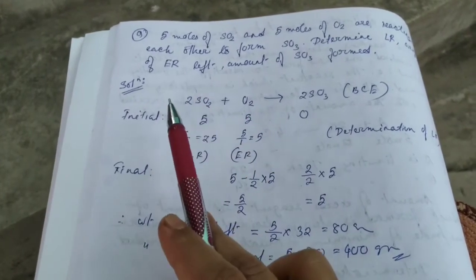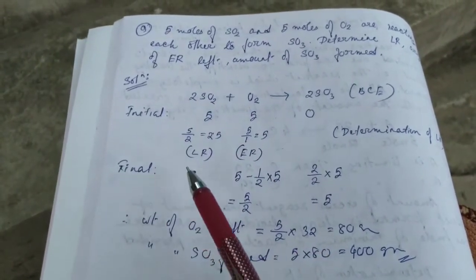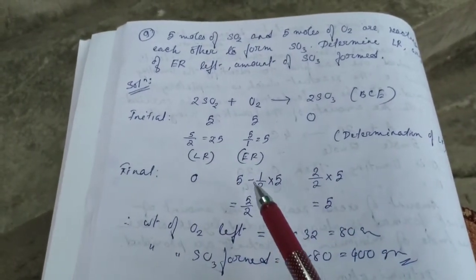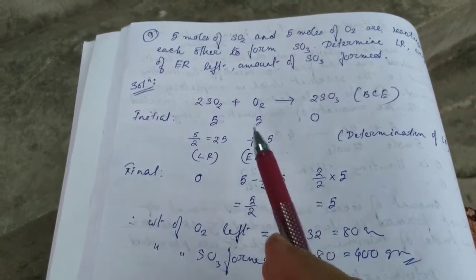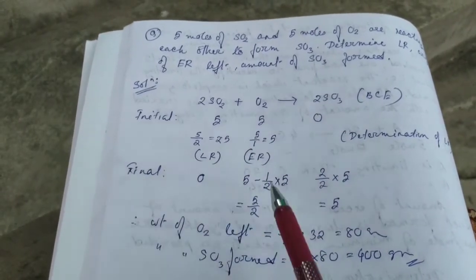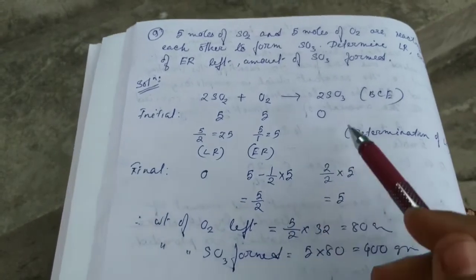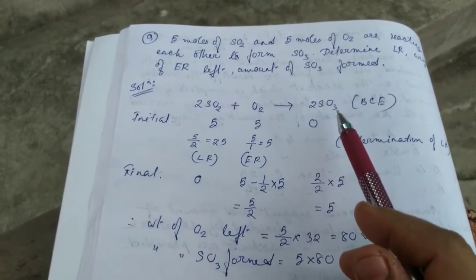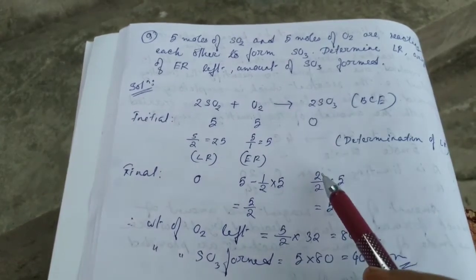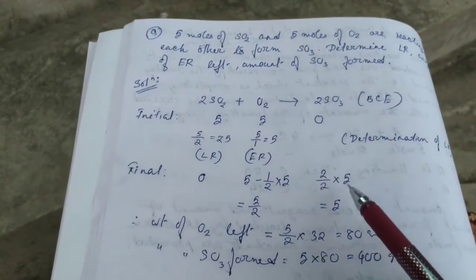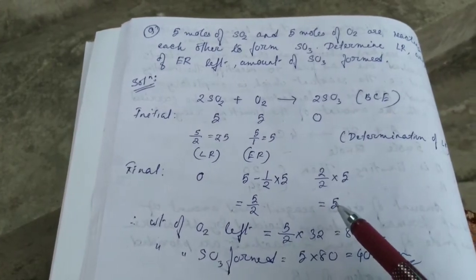The final thing you determine from here, obviously SO2 will be 0 and oxygen will be 5 minus 1 by 2 into 5, that is SC of O2 divided by SC of LR into 5, which will become 5 by 2. And the final moles of SO3 formed will be SC of SO3 divided by SC of LR into 5, that is equal to 5 again.